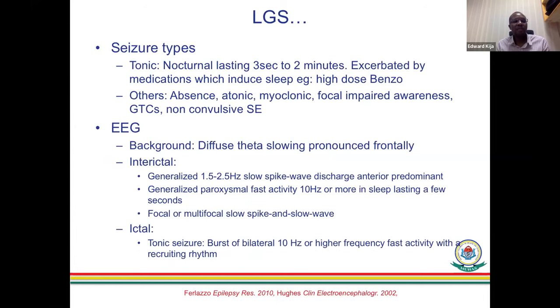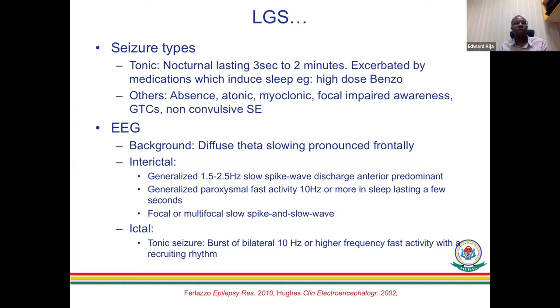The classic seizure type is the nocturnal tonic seizure, which may last from 3 seconds up to 2 minutes. It tends to be exacerbated by sleep as well as medication which induces sleep, such as high dose benzodiazepine. Other seizure types which may occur in patients with LGS include absence seizures. They also present with very frequent atonic seizures, which may result in facial injuries. Myoclonic seizures, focal impaired awareness seizures, generalized tonic-clonic seizures, as well as non-convulsive status epilepticus.